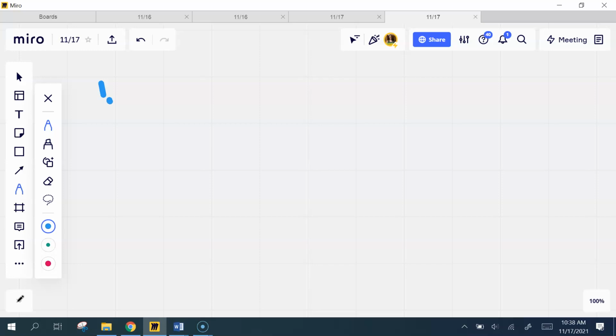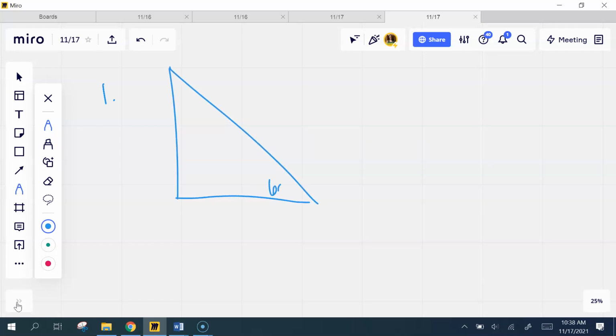Number 1. Angle of elevation and depression. Finding a cathedral height. So you have the picture drawn for you. This is 60 degrees. Of course, this is a right triangle, and this is 300 feet.